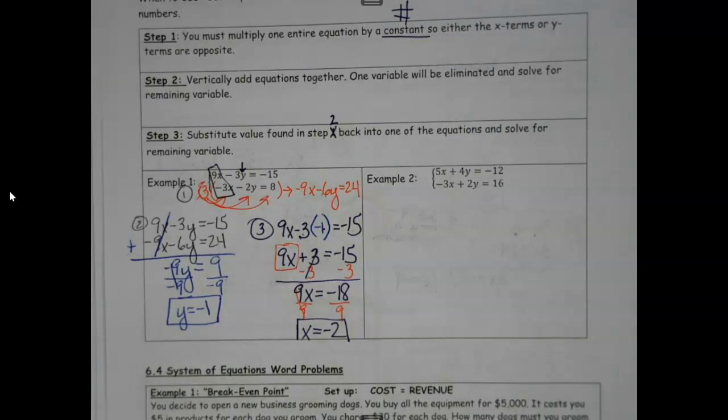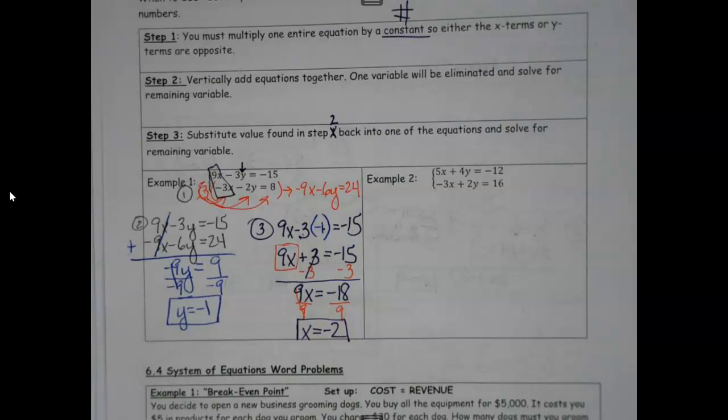Okay, example 2. Now, it doesn't always mean that the first one is going to be the one we can do. Can I multiply 3 by something to get 5? No, not unless we did a decimal or something. We don't want to do that. So x doesn't look like our best option.